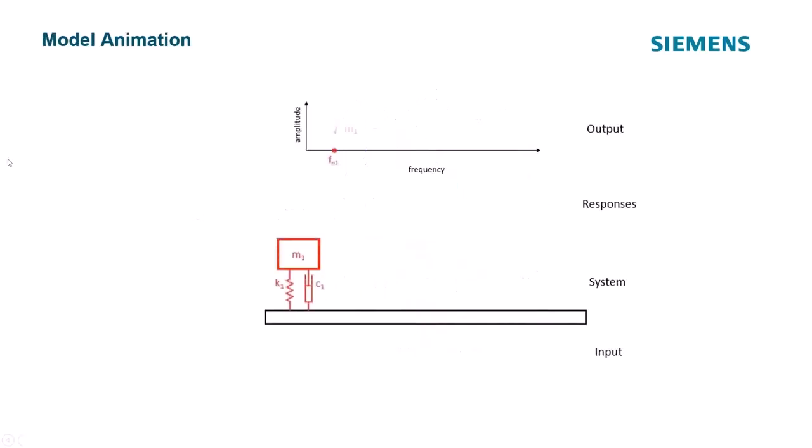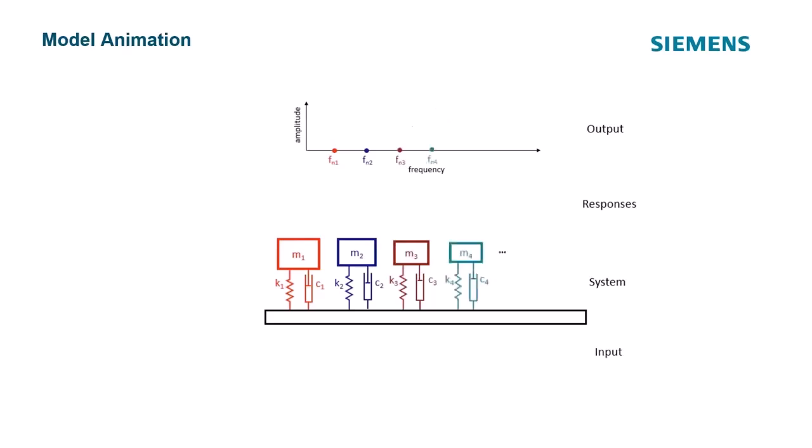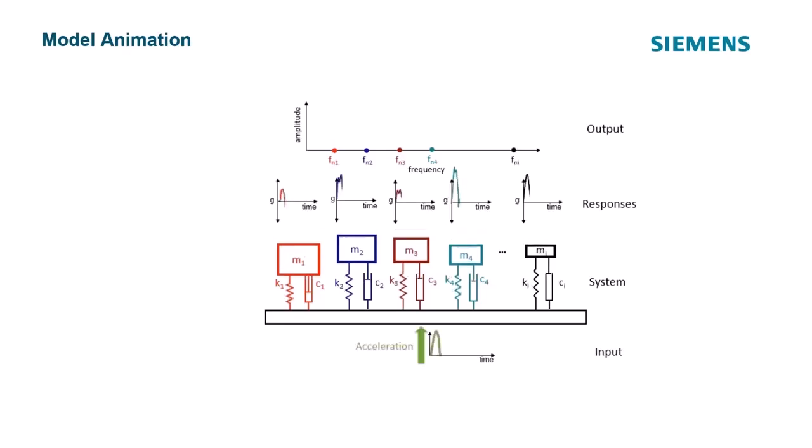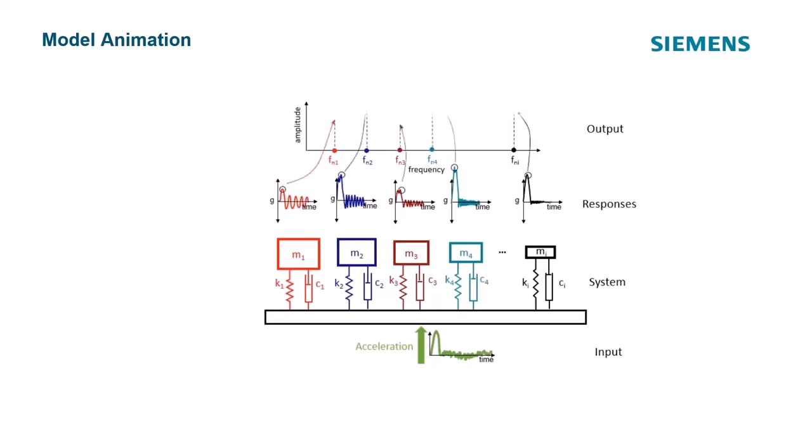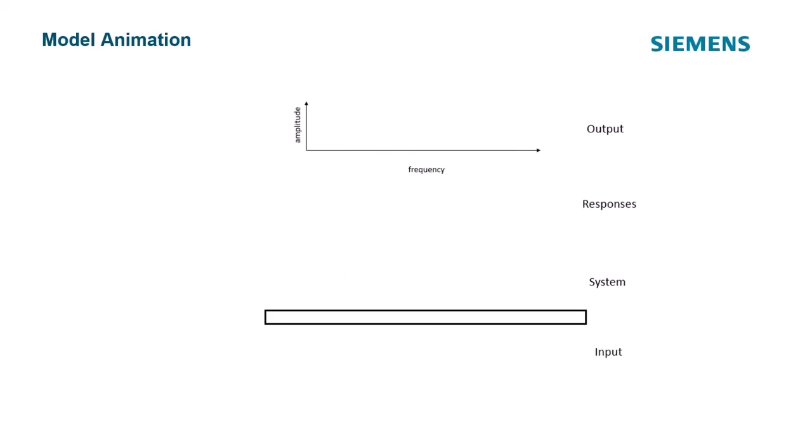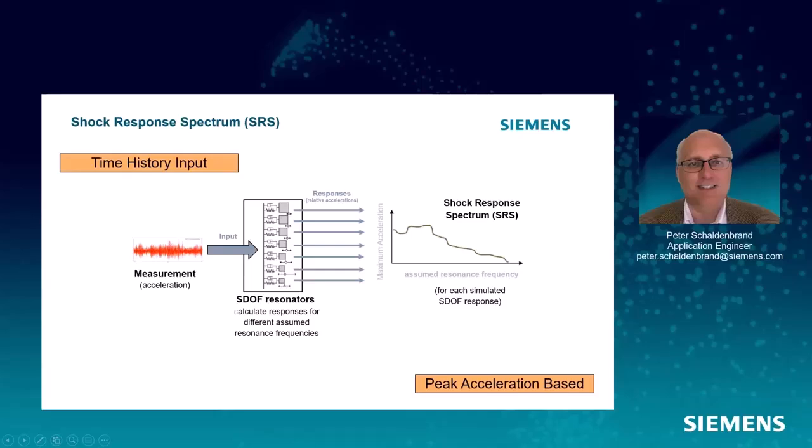So we're going to build our model here. We have our input. We have our different frequencies, our different spring mass dampers. Then we're going to apply our base excitation. We're going to measure the output. And if it's an SRS, I don't know if you saw we did a webinar on the SRS, but the dimension is going to be the max acceleration out.